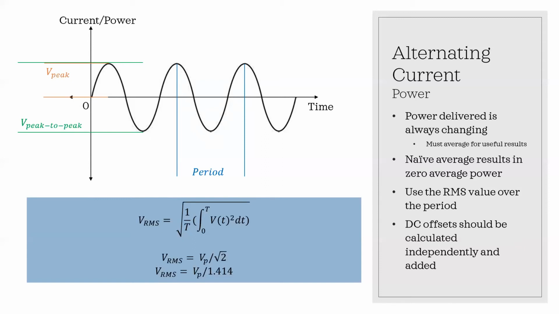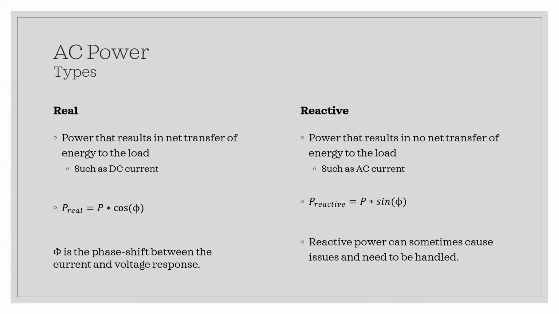Other than that, it's very simple. You just add them together. So the alternating nature does have some real-world implications that need to be dealt with depending on what circuit we're dealing with. Just like power can be broken down into passive and active, AC power can be broken down into two types, real and reactive.